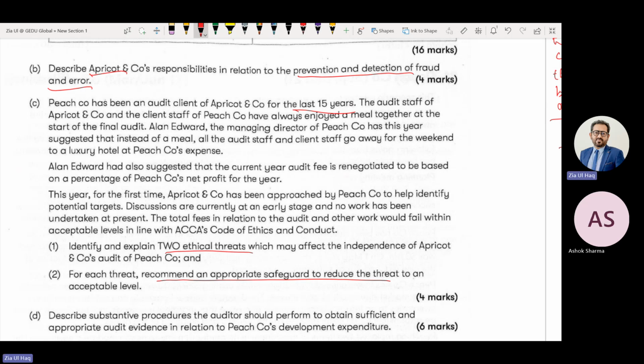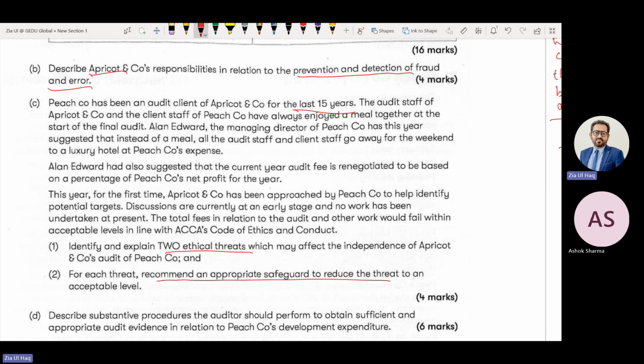Now they are saying we should provide them luxury hospitality: self-interest, as well as familiarity threat. The client should be requested not to provide this kind of hospitality to audit staff, and audit staff should be instructed not to avail this kind of hospitality from the audit client.